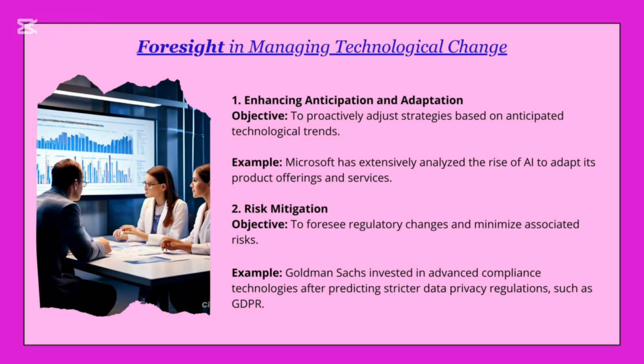Number two, risk mitigation: to foresee regulatory changes and minimize associated risk. Example, Goldman Sachs invested in advanced compliance technologies after predicting stricter data privacy regulations such as GDPR.